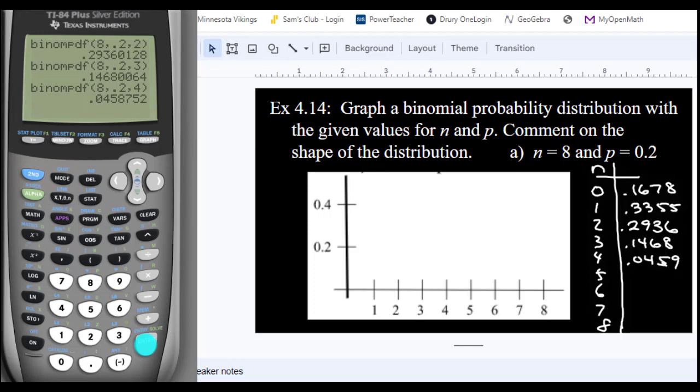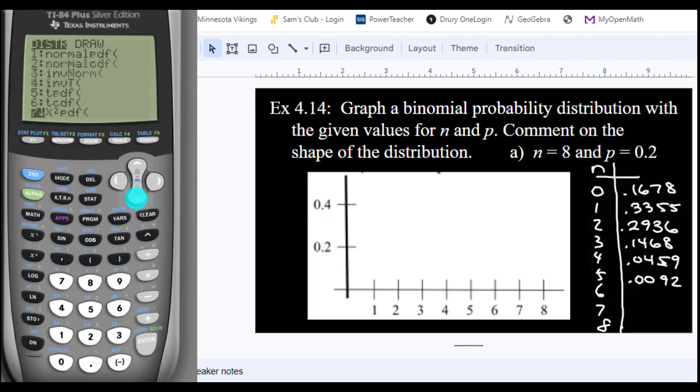And again, the way we're getting that, we go second variables to the distributions, and we're going down to letter A. And again, trials is 8, 0.2, and then this one we're looking for is 5. It switches it into this form for us, and then we're going to hit enter. So 0.0092. Second variables down to letter A again. We still have 8, 0.2, and now we want 6 for the x value. And we're going to get 0.0011.